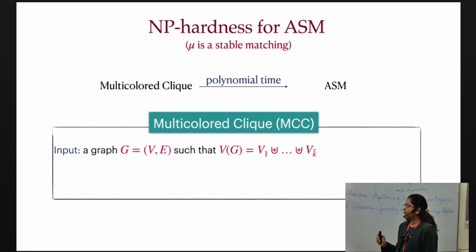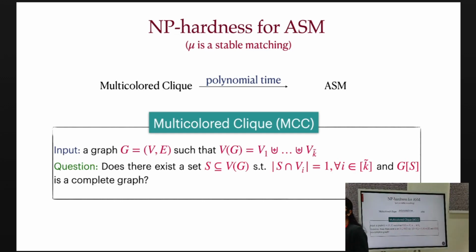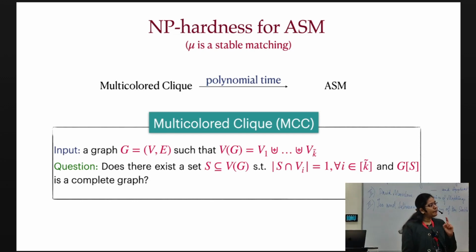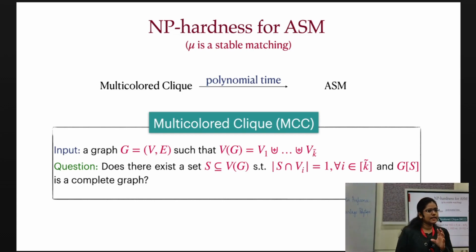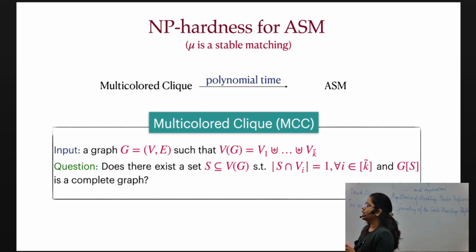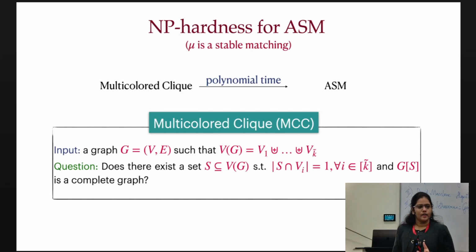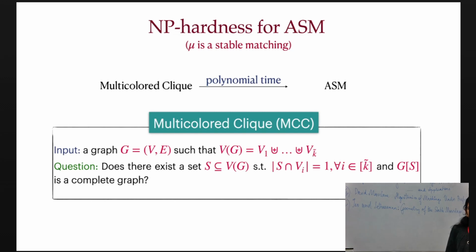So, in multicolored clique, basically along with the graph you also have a partition of the vertex set, let us say into these k tilde sets. Now, you want to pick a subset S of vertices such that from every vertex class, or you can also call it color class, you pick exactly one vertex, and this subset should induce a complete graph, meaning between every two vertices in S you should have an edge. Is the definition clear to everybody? So, this is the multicolored clique problem.